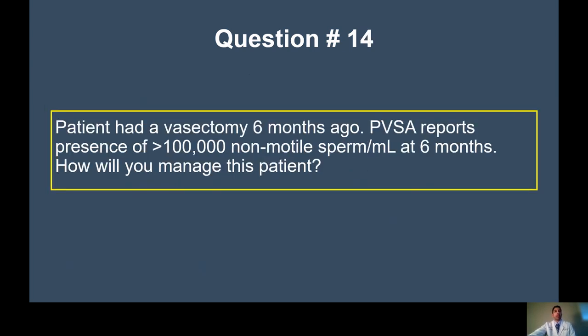Question 14. A patient had a vasectomy 6 months ago. Post-vasectomy semen analysis reports presence of over 100,000 non-motile sperm per milliliter at 6 months. How will you manage this patient?